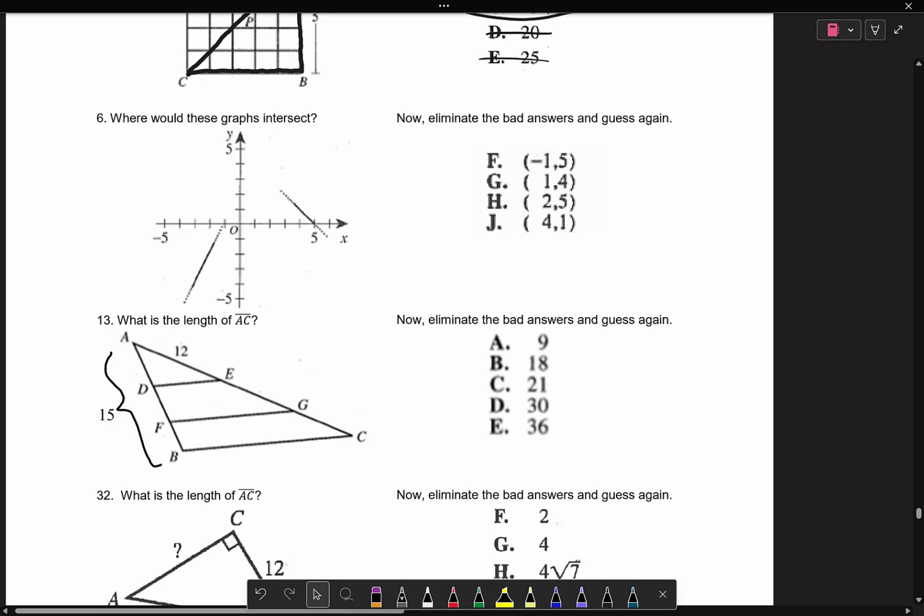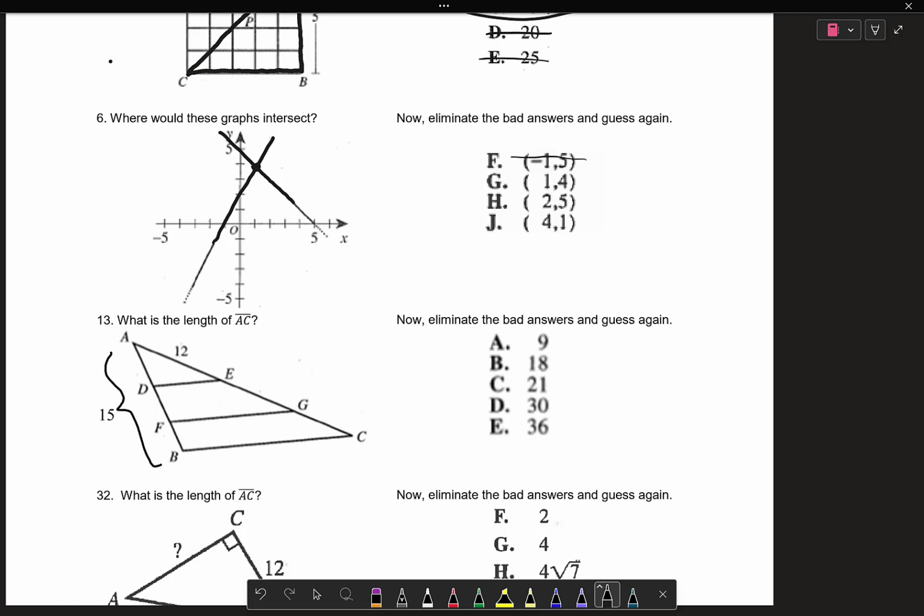Number 6, where do these graphs intersect? Now, using a straight edge would be the way to do this ultimately. These days, I know the ACT a lot of times is on the computer, so it makes it a little bit tougher. But still, you could kind of use your pencil. If you had 2 pencils, you kind of line them up, see where they intersect. Mine intersect roughly at this point here, which looks to be at 1, 4. And that is a choice.